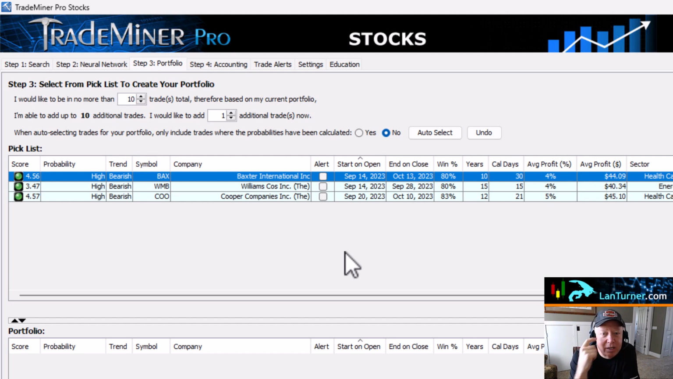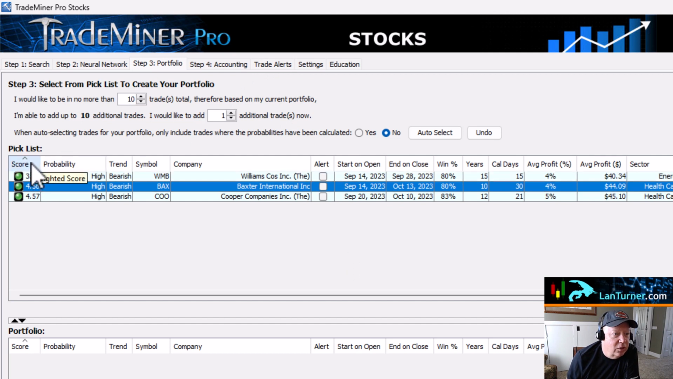And what we're seeing is that on the first one, let's sort these by score. The highest score is 4.57, with a probability of high being bearish. The symbol is COO, Cooper Companies. It starts on September 20th and ends on October 10th. 83% of the time over the last 12 years, 21 calendar days, it's returned 5%. And again, it's in the healthcare industry.